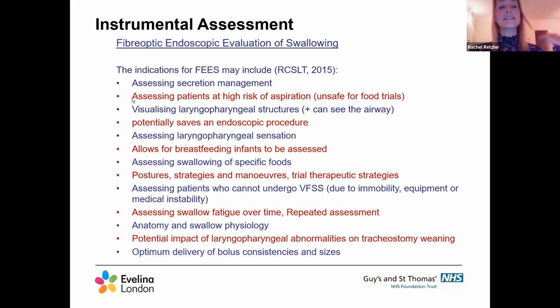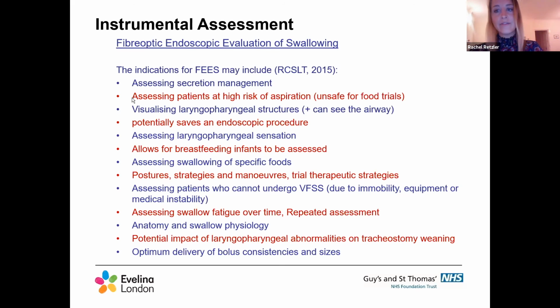During this time, same as in VF, we can look at postures, strategies, and maneuvers. We can assess patients who cannot undergo VF for whatever reason, possibly if they're immobile or due to their equipment or medical instability. And we can assess swallow fatigue over time as well, and most likely do more repeated assessments, as there's no risk of radiation with this procedure. And we can also even use this FEES as a way to look at anatomy and physiology. In some cases, this can save an endoscopic procedure as well. So there's a lot of benefit here.